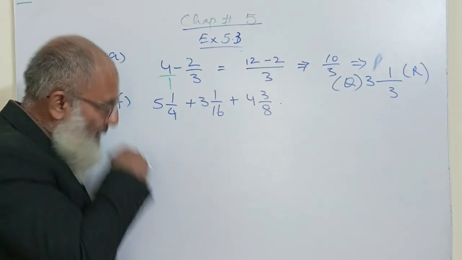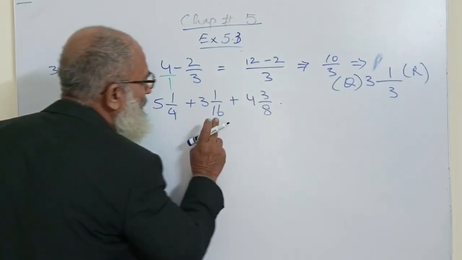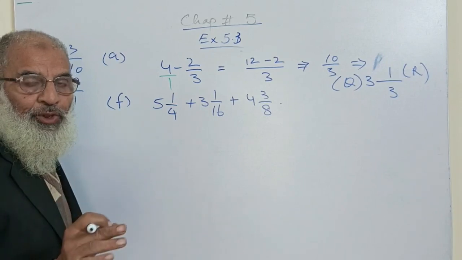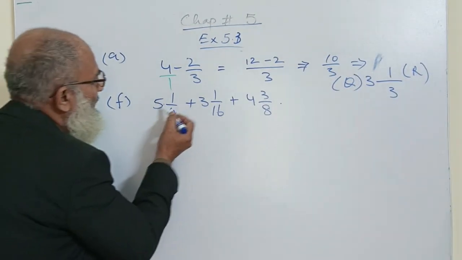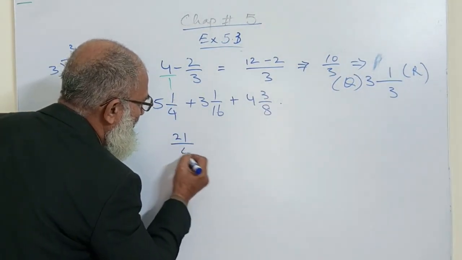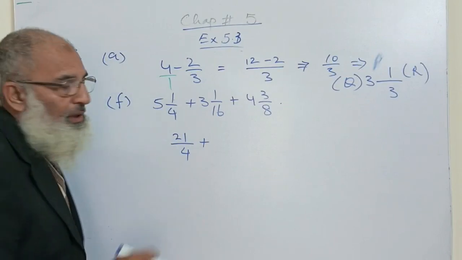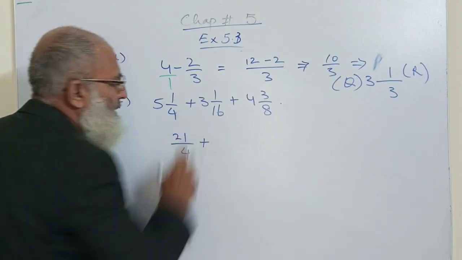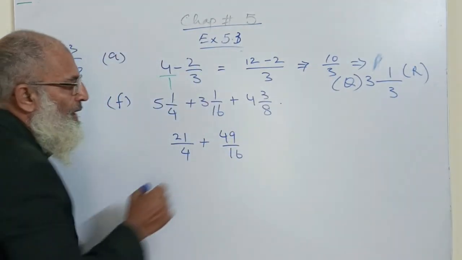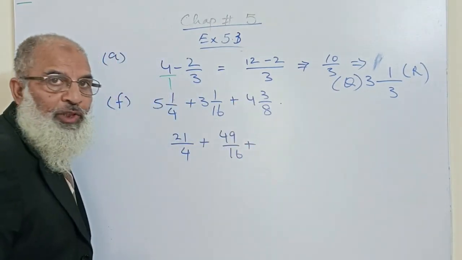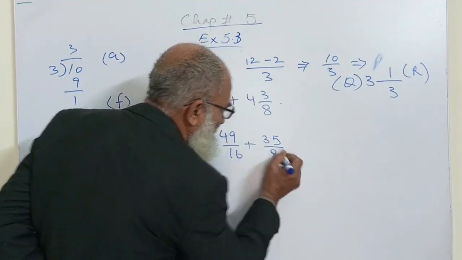Okay, now first, what will we do? We'll just turn all these mixed fractions into improper fractions. 4 5 times 20, 20 plus 1, 21 divided by 4. 16 3 times 48, plus 1, 49 upon 16. 8 4 times 32, plus 3, 35 upon 8.